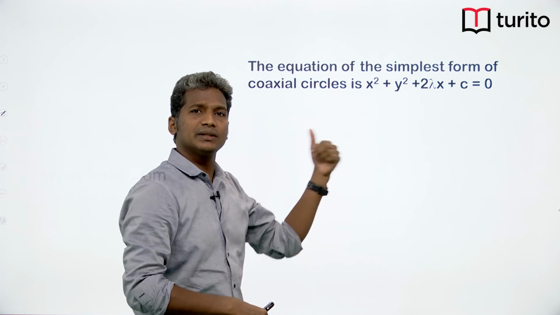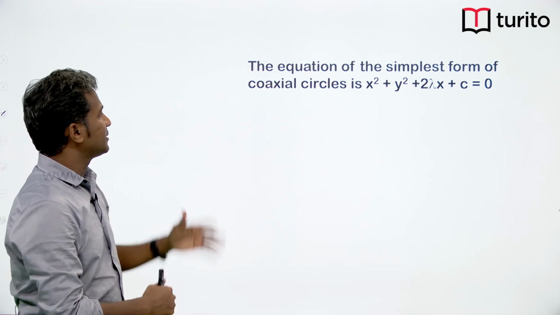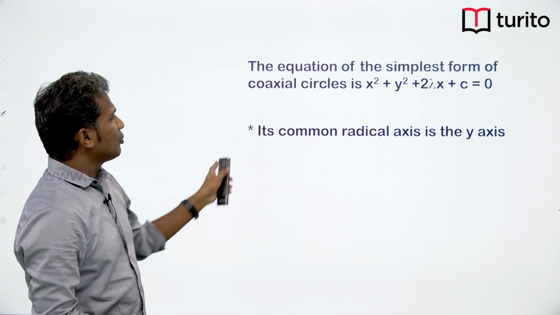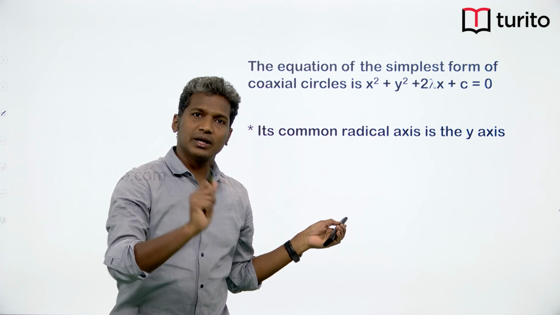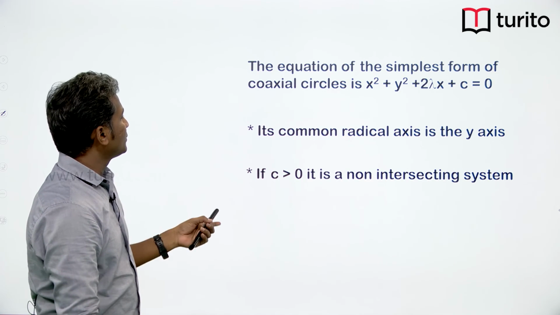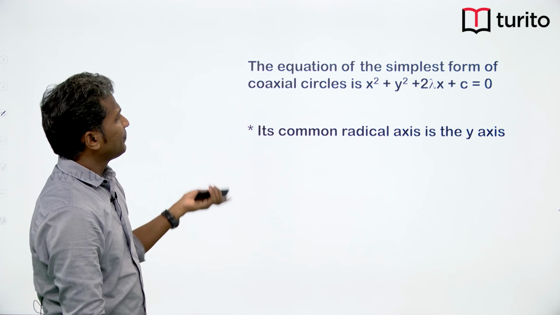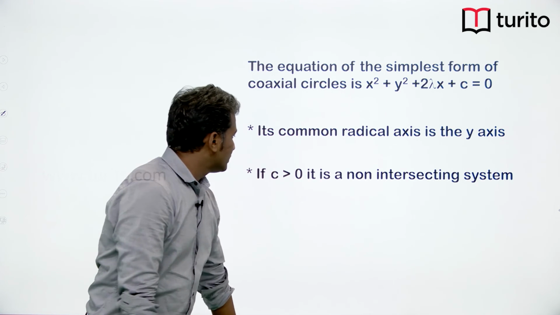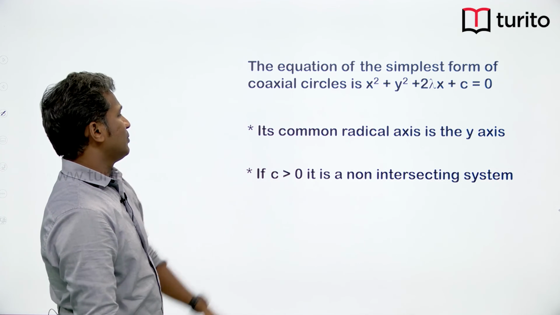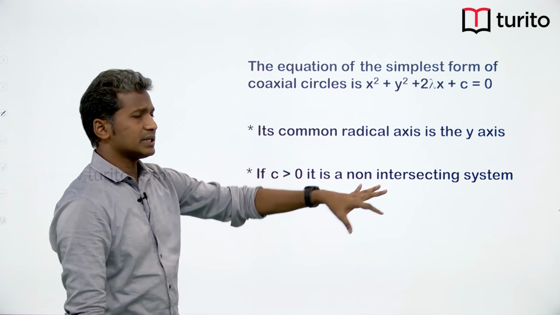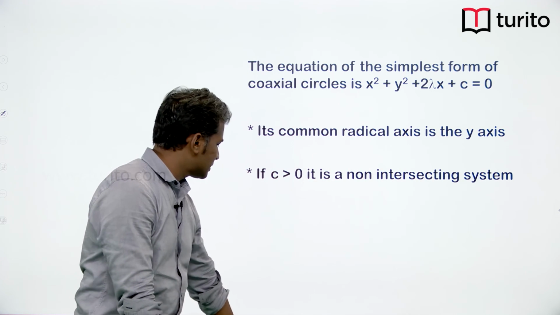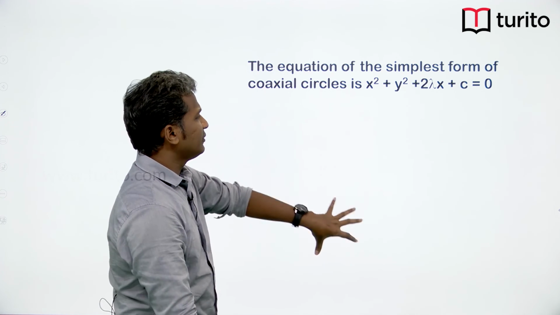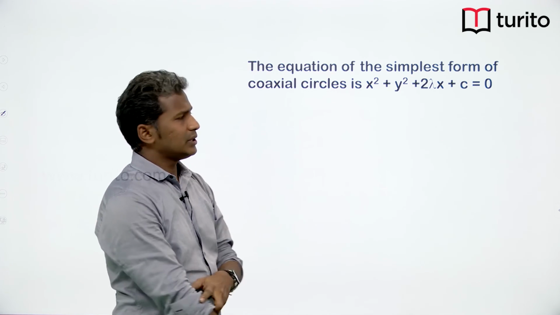I have explained this using the examples. Now, we will look at the other points. Its common radical axis is y axis, we have understood that. Also, this is a different point: the centers lie on x axis. Now, if c is greater than 0, then it is a non-intersecting system. To understand this, we will try to derive the ideas using the equation only.